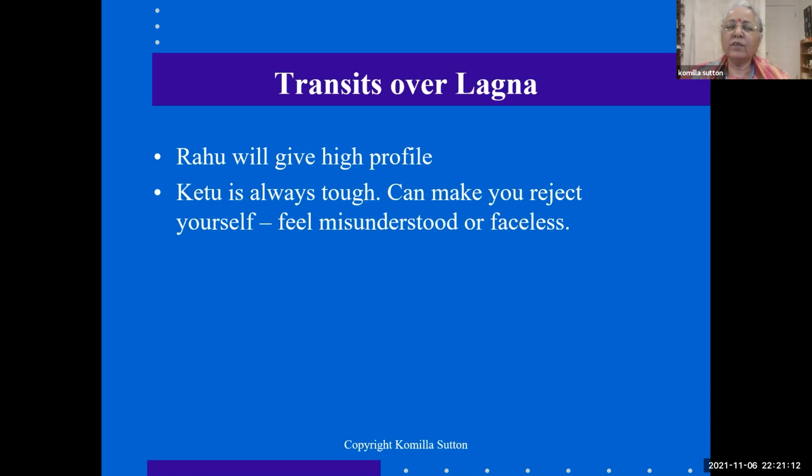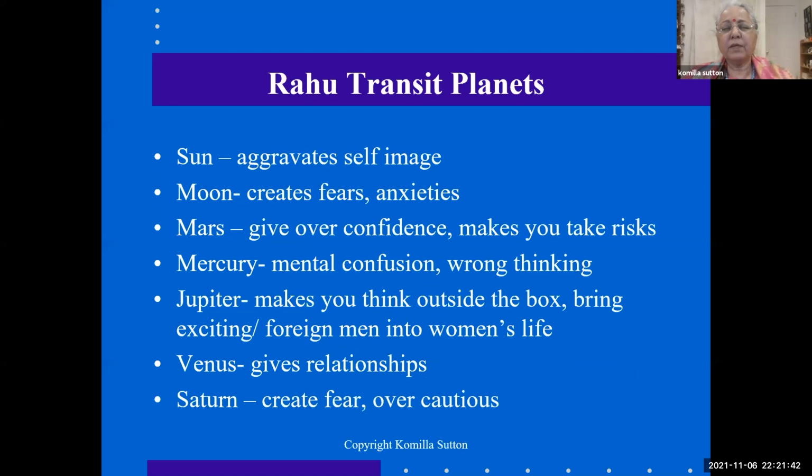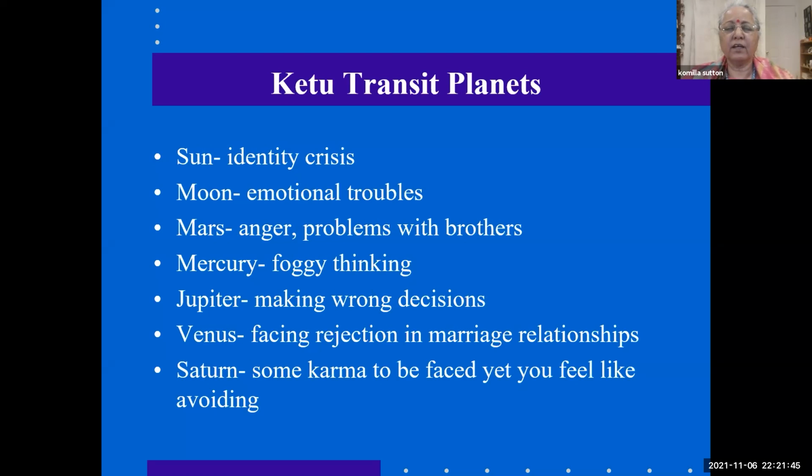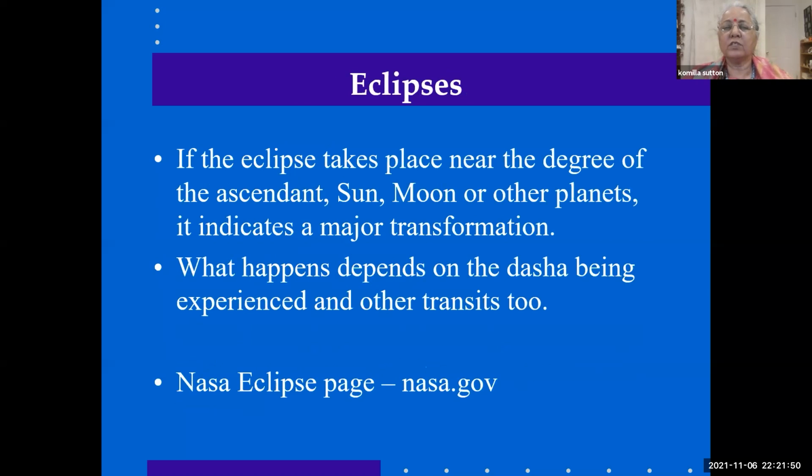When Rahu transits over Lagna, it gives high profile. Ketu is always tough, can make you reject yourself, feel misunderstood or faceless. So out of the two transits, Rahu, I did in my Rahu Ketu book, I wrote about Steven Spielberg. Every time Rahu went over his Lagna, he had a super hit film or he got awarded something. So Rahu going over Lagna, 10th house, these are good transits to deal with. And this information I'm not going to go through because we are running out of time, but they are there for you. You will get all the notes.